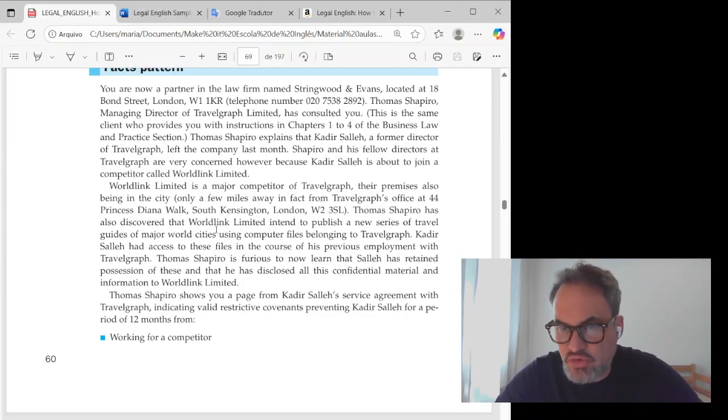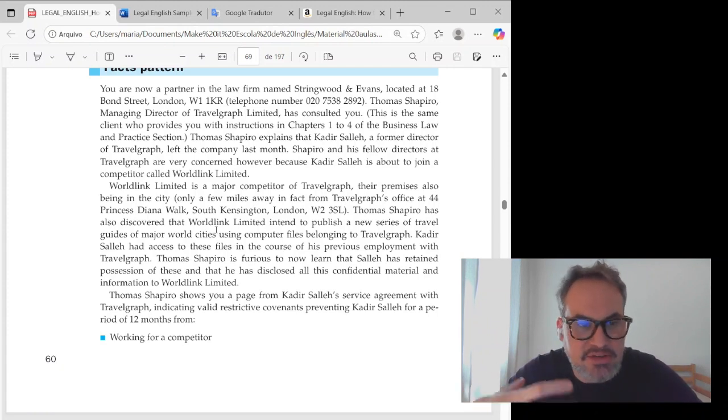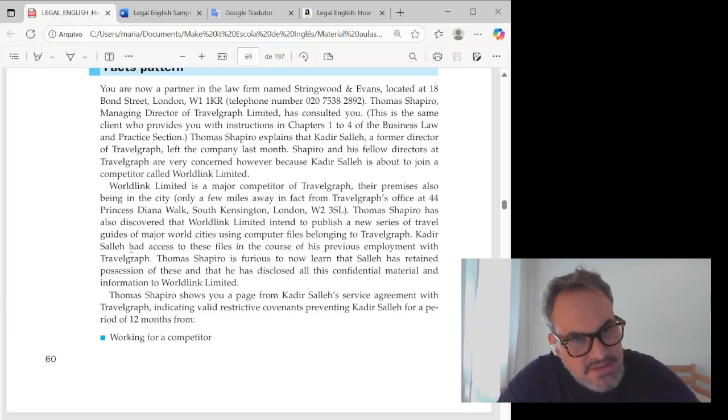Your client told you that his competitor company, WorldLink Limited, is planning to publish a travel guide using that computer files that will be brought by Kadir Saleh. So Kadir Saleh had access to these files in the course of his previous employment with Travel Graph.